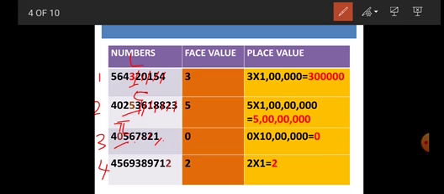Example number 4. The colorful digit is 2. The face value of 2 is 2. And the place value of 2: 2 is in the 1's place. So 2 multiplied by 1 equal to 2. Look at this fourth example. The face value is 2 and the place value is also 2. Both are the same, because 2 is in the 1's place. Any digit in the 1's place has the same face value and place value.